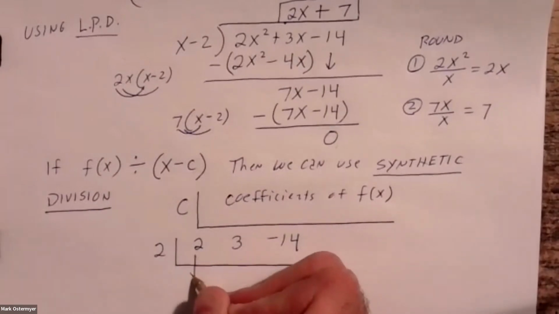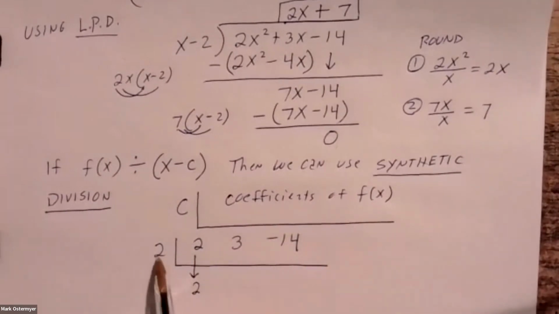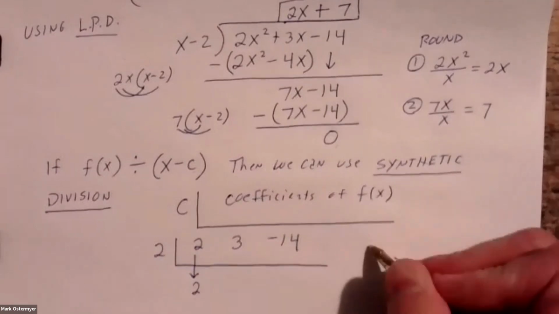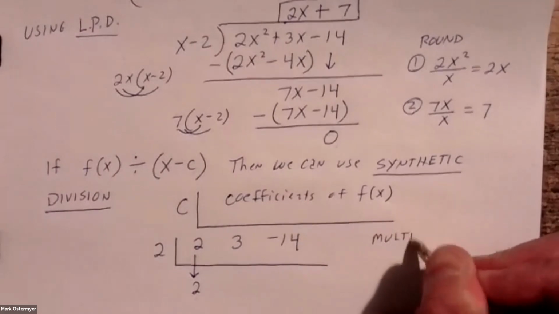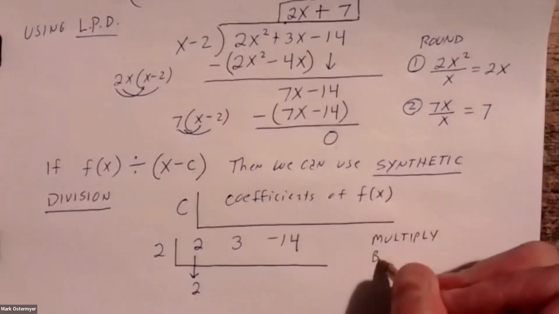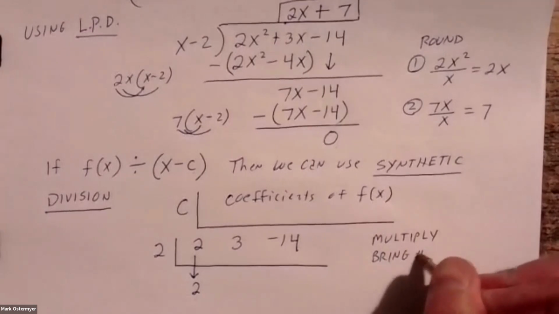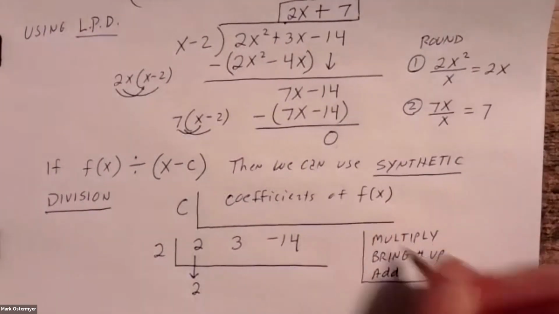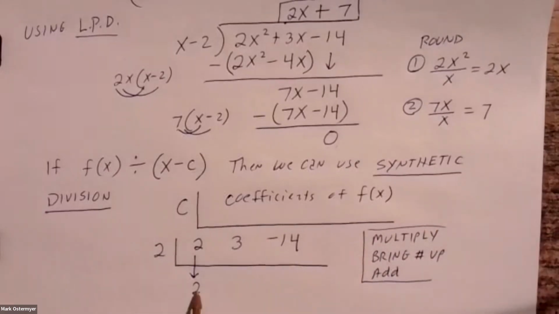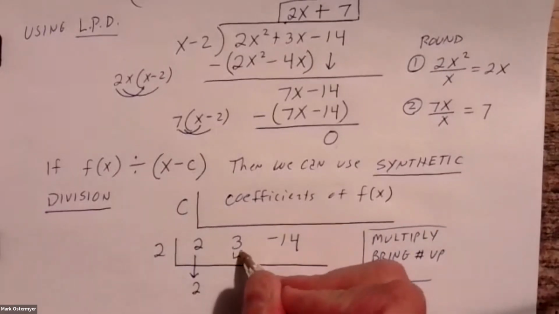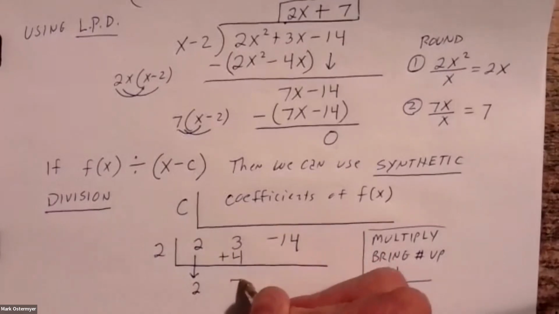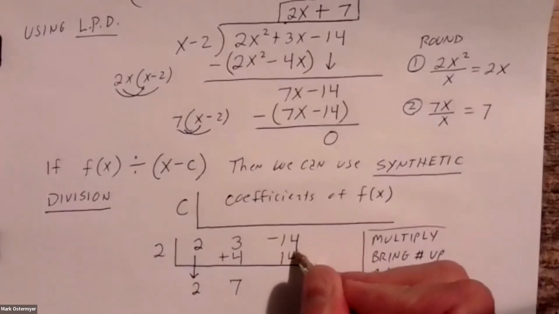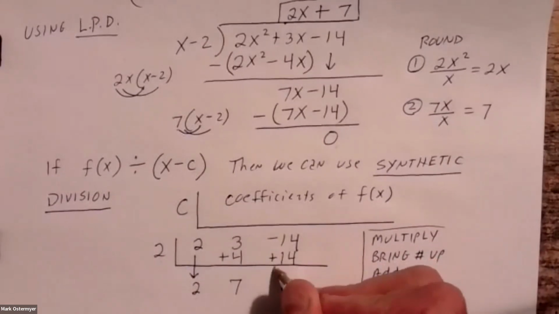All you do is you drop this 2 down, and then you multiply, bring the number up, and add. That's how you do synthetic division, in this order. All right. So 2 times 2 is 4. Bring the number up, 4. And now add. 3 plus 4 is 7. Multiply. 2 times 7 is 14. Bring the number up. Add. And you get 0. And we're done.